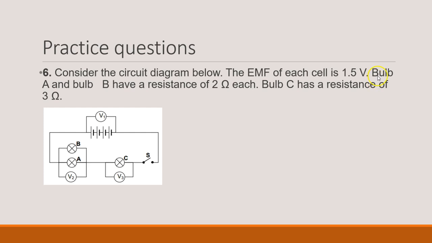We were told that the EMF of each cell is 1.5 volts. How many cells do you see here? We've got 1, 2, 3, 4. So that allows us to calculate the total voltage of the battery. Bulbs A and B each have a resistance of 2 ohms, and bulb C has a resistance of 3 ohms. And remember that C is in series with this parallel component.